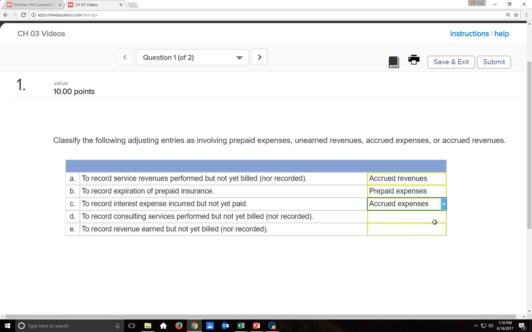Let's look at D. To record consulting services performed but not yet billed. Well, this is just exactly like what we saw in A already. And so we know that answer is already going to be accrued revenues. And the same with E, to record revenue earned but not yet billed. Well, that's going to be accrued revenues as well too.